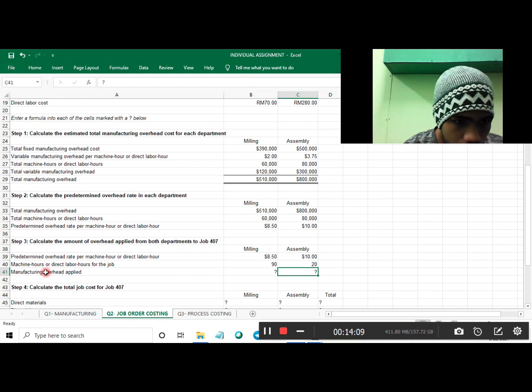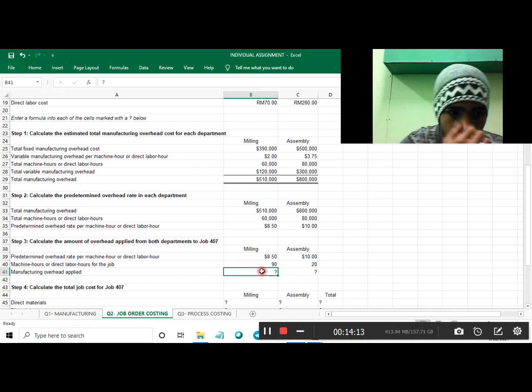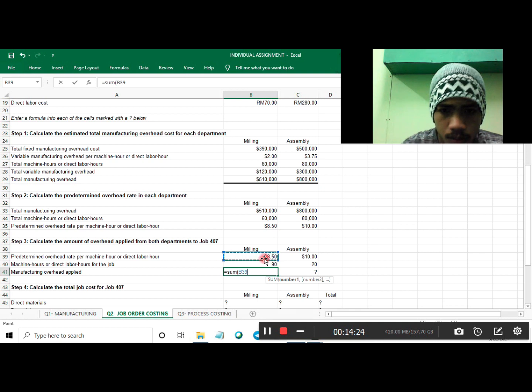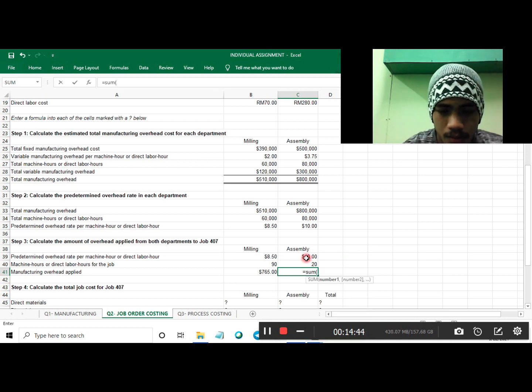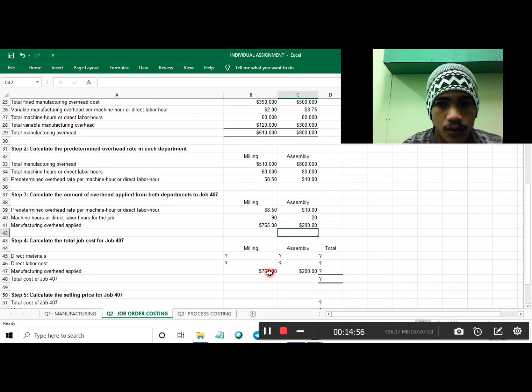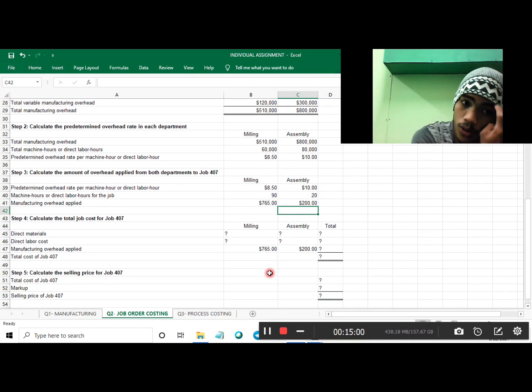Right. And then we need to multiply to get the manufacturing overhead applied. So using the formula, 8.50 ringgit multiplied by the total machine hour for job 407. So we get 765 ringgit. For assembly, using the formula, 10 ringgit multiplied by 20. So we get 2,000 ringgit. So for the next step 4, calculate the total job order cost for job 407.